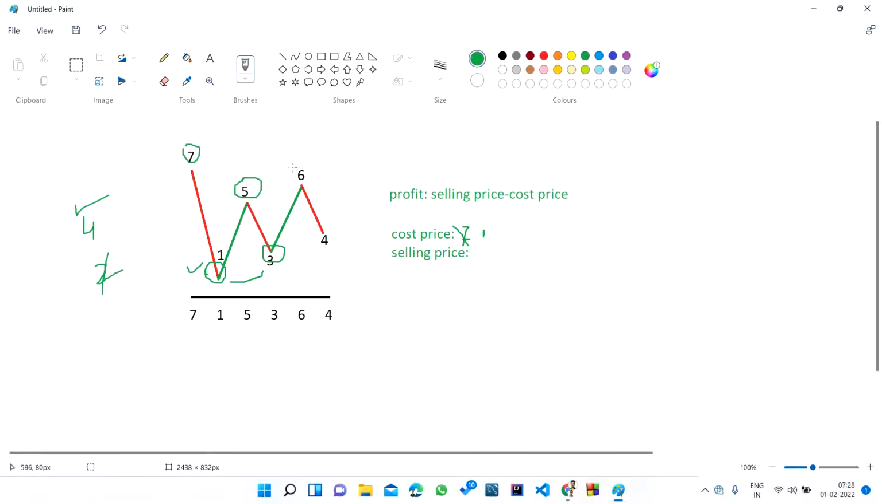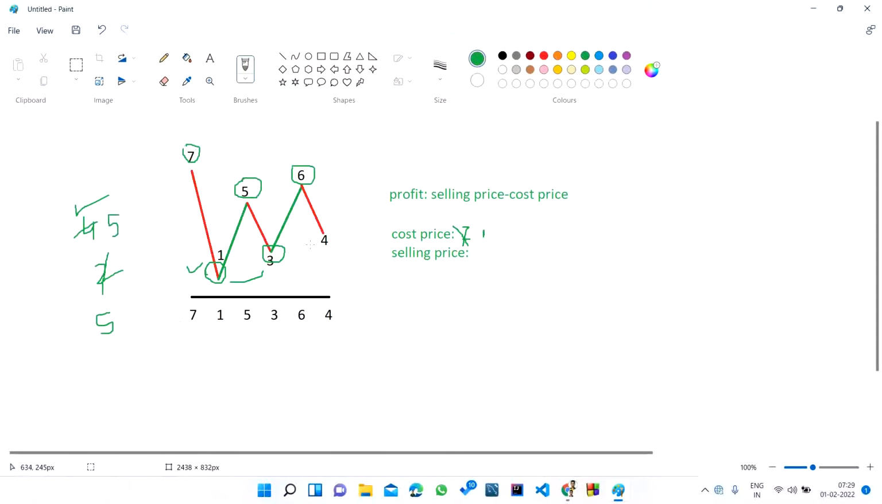And let's move further. The stock value on the fifth day is 6 and it is greater than the cost price, which is 1. So I will make a transaction, and what is the profit, which is nothing but 6 minus 1, 5. So here the profit is 5 and our previous profit is 4, so I am going to update it.